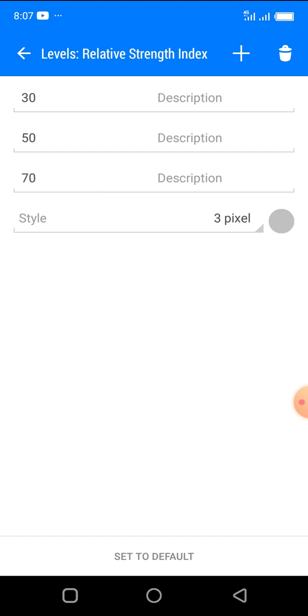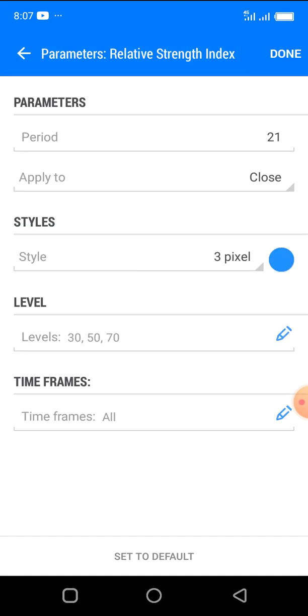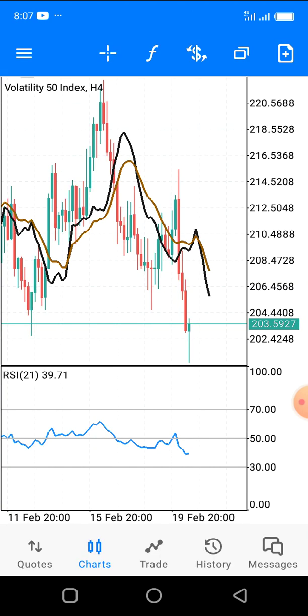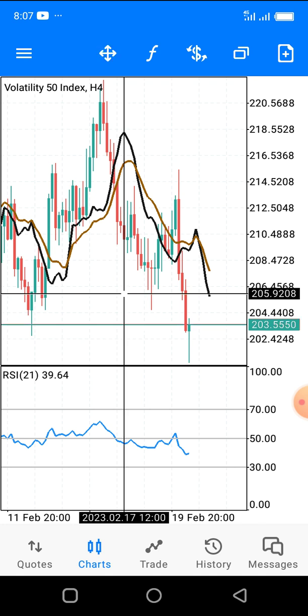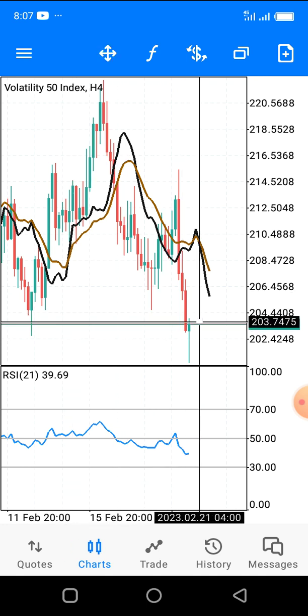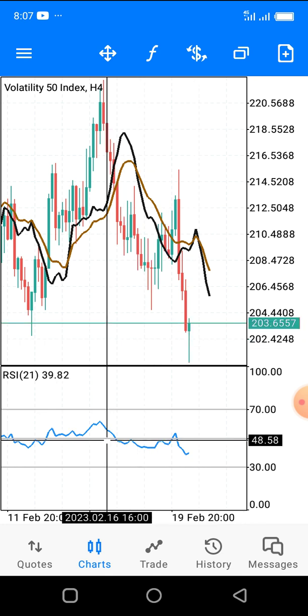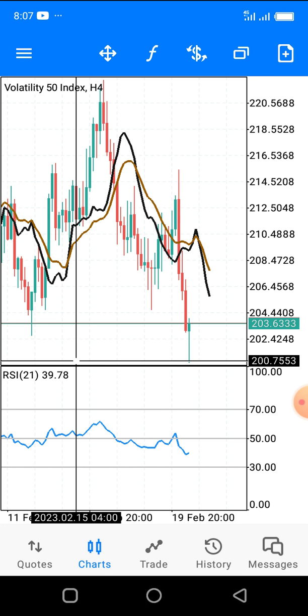Then after setting the levels, I click back. Then I click on done by the right top corner here. Then I go back to check it. As you can see, everything is set. This is my RSI indicator. This is the level 30, 50, 70.